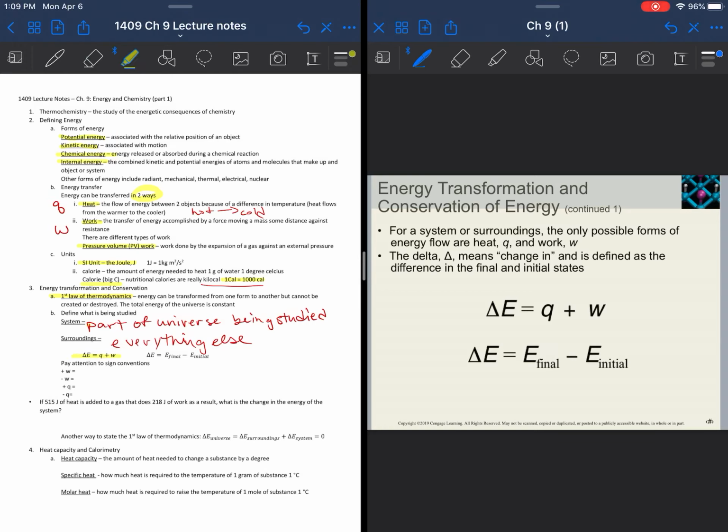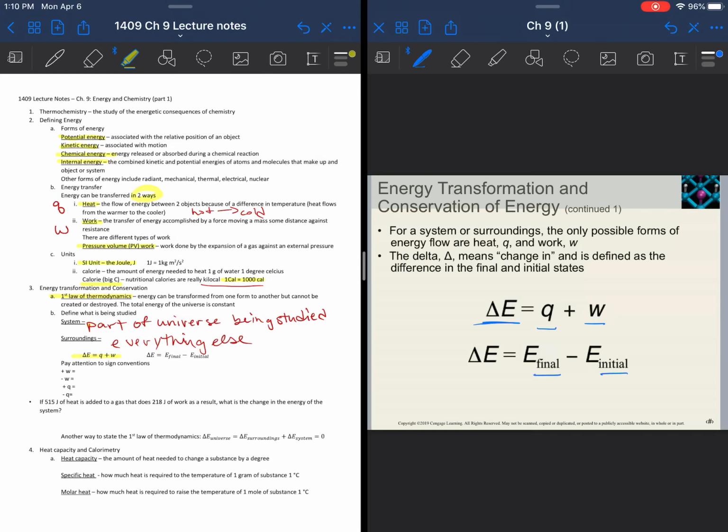Now, let's look at these little equations that are popping up. Delta E is the change in energy of your system or of your surroundings. But the change in energy, whatever it is that you're looking for, has to be equal to the heat flow and the work, right? Heat flowing in or out, work being done on or by. These are the only two ways that we can transfer energy. So this is the only way that we can get a change, or delta E, change in energy.